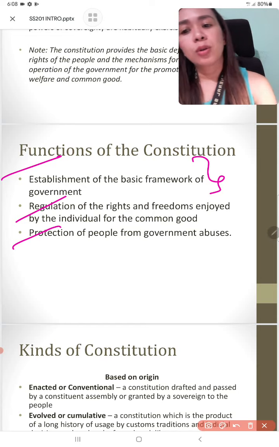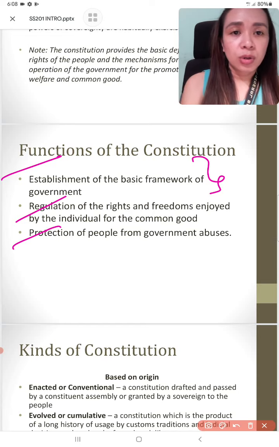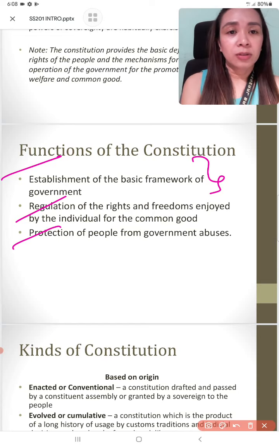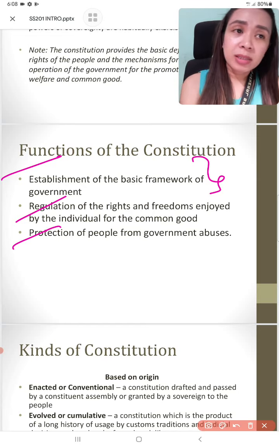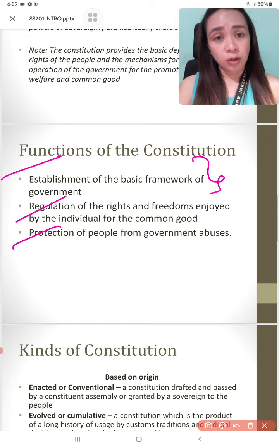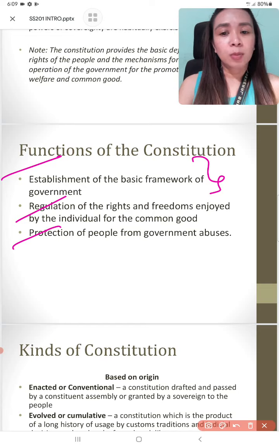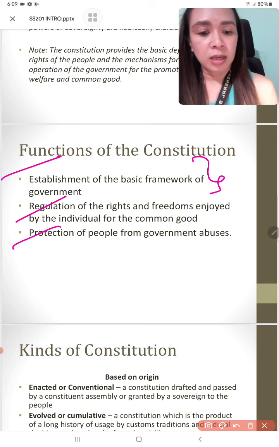The Constitution is also a protection of the people from government abuses, because the Constitution sets boundaries, no, on the rights and obligations not only of persons but also the government. The Constitution sets the function of the government, but the Constitution also sets the limit on how the government should function, no? Para hindi abusuhin ng gobyerno yung binigay na power sa kanya ng ating Constitution.